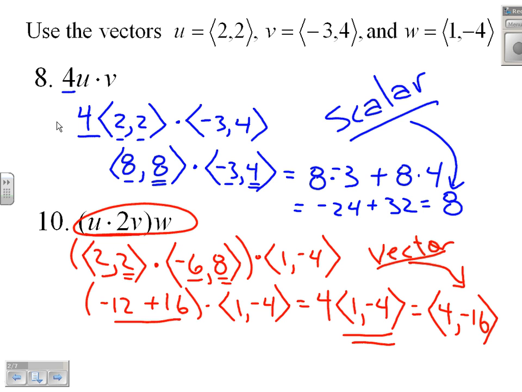So this guy, our result, is a vector. And at this point right now, you should hopefully be kind of curious, when are we going to ever apply this stuff? That's coming.